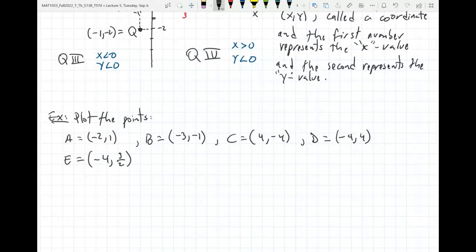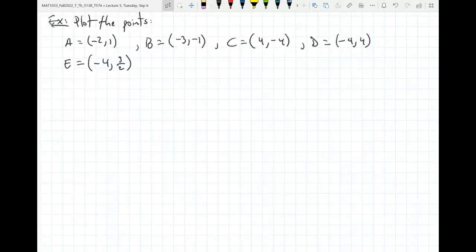All right, so let's plot these points, but before we plot them, I want you to tell me where they are. When I say where they are, I want you to tell me the quadrant that they lie in. All right, so let's prepare. So let's see, the highest y that we're going to have is 4. We should not have enough space for that.